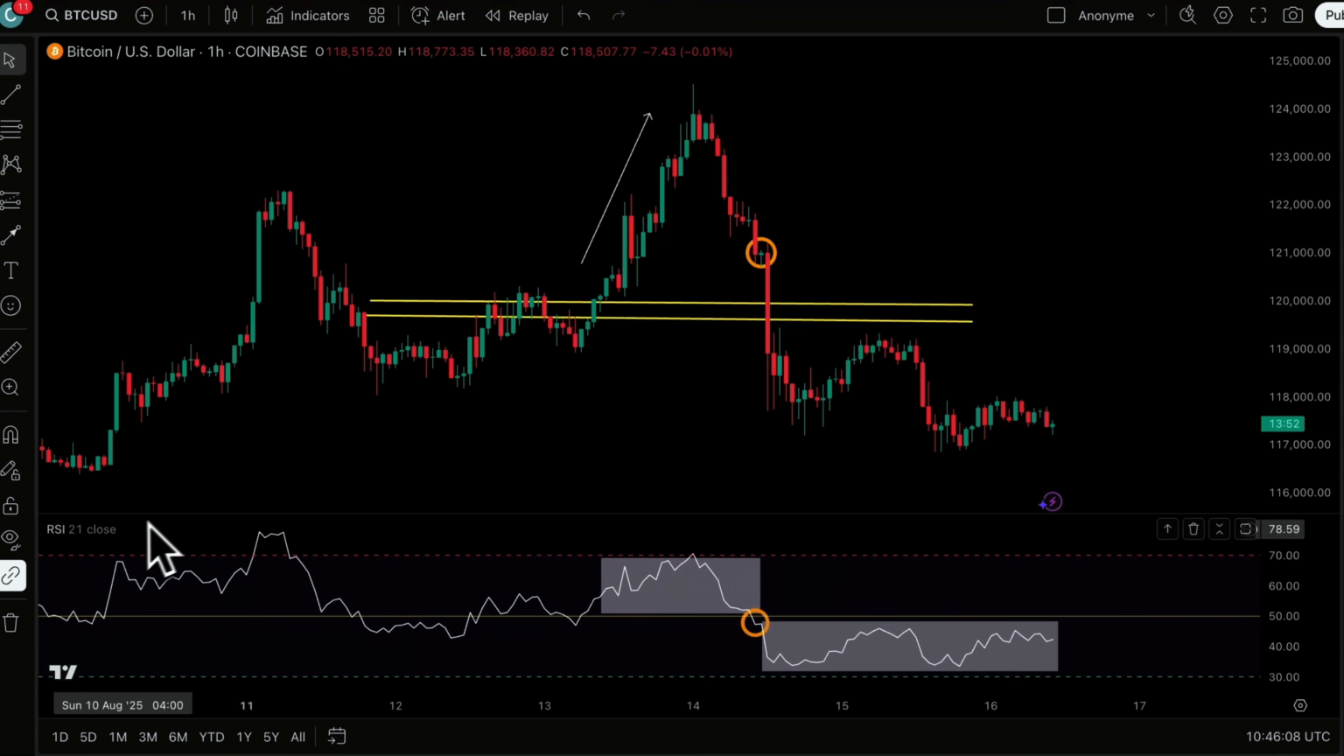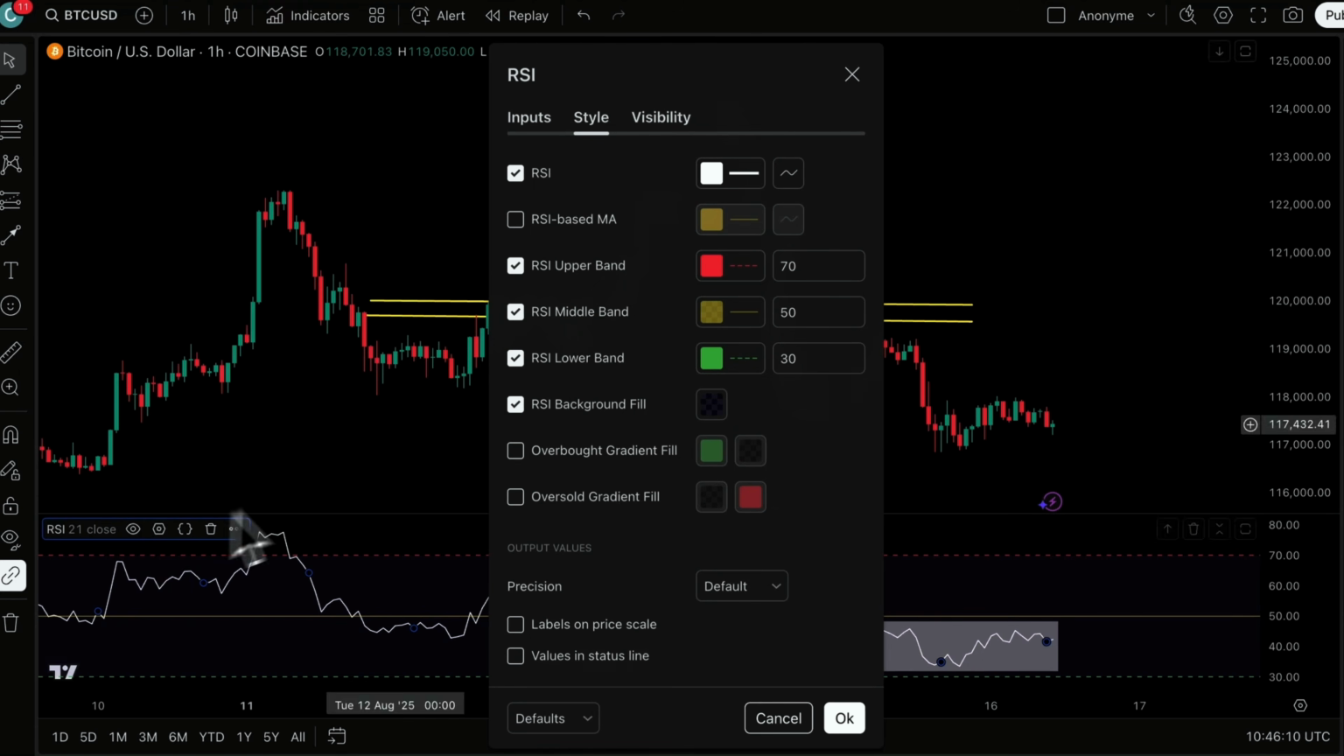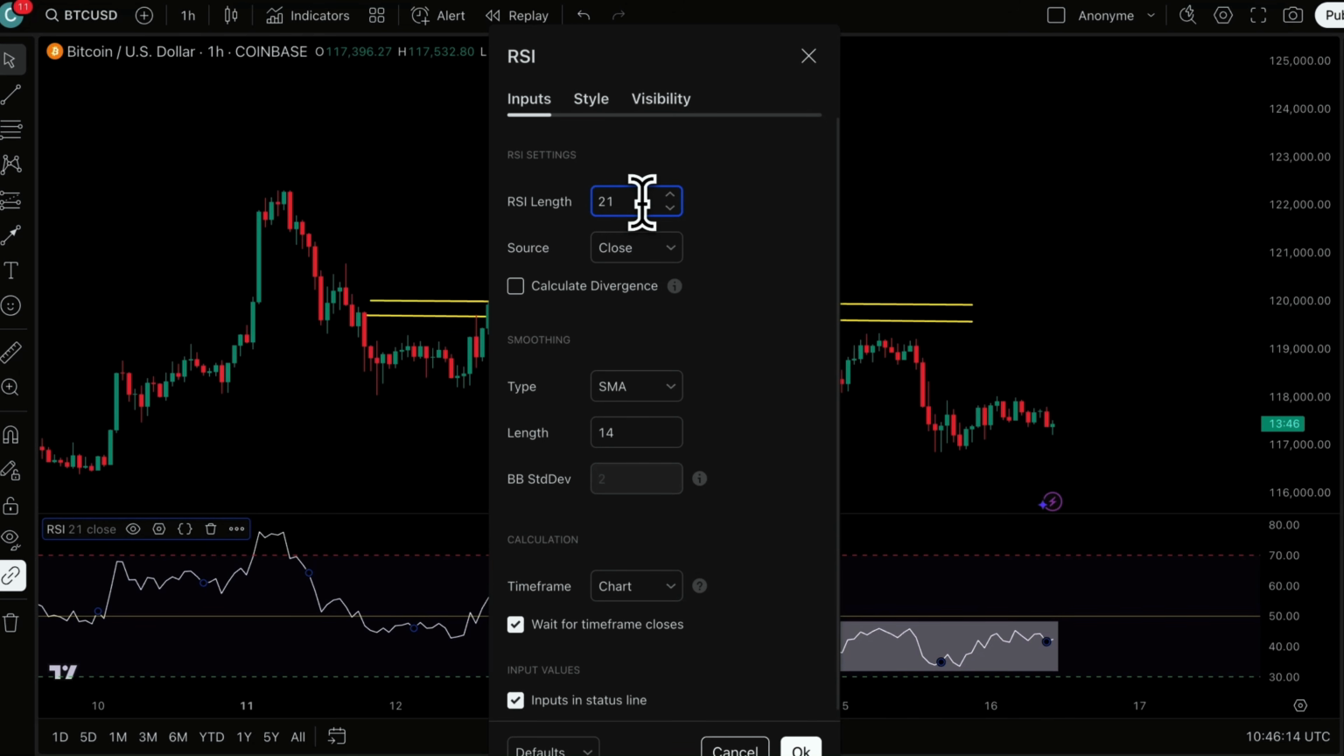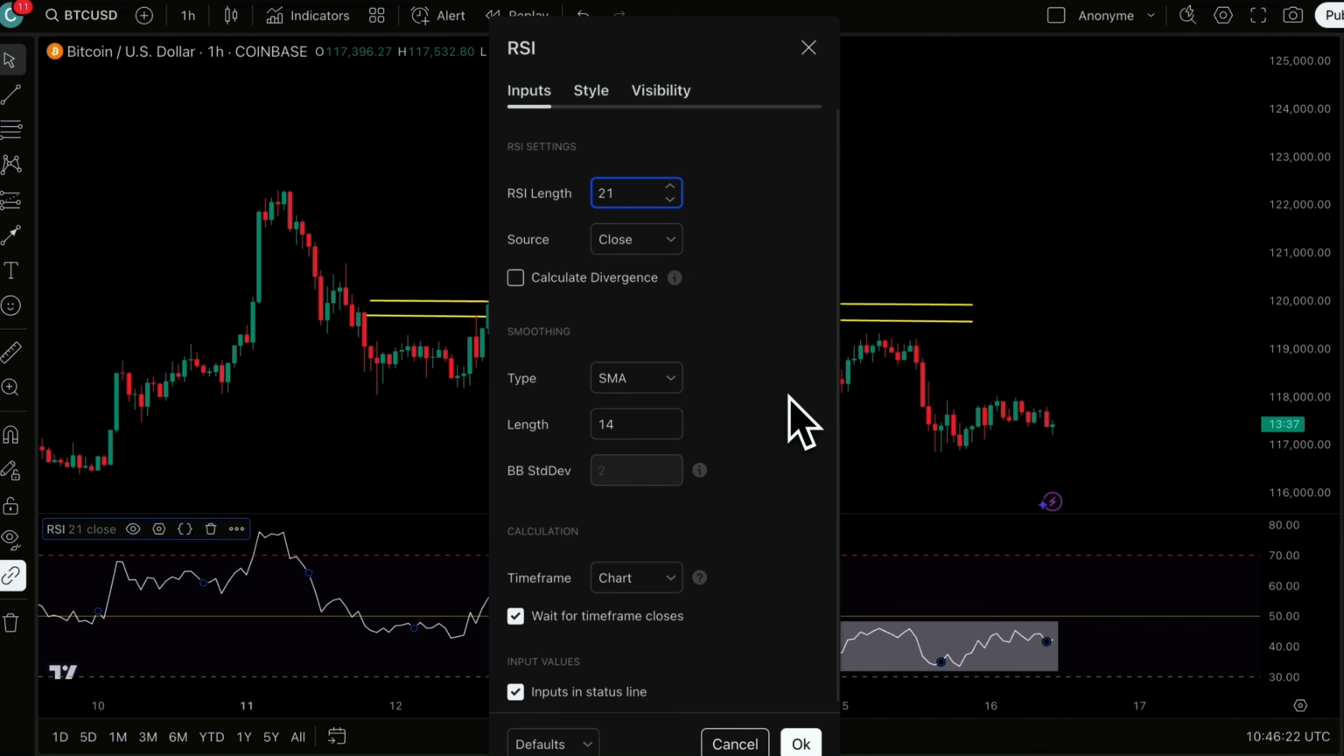But first, let me share with you the settings I personally use. As you can see, the RSI isn't set to 7 periods. It's not set to 14 periods. It's set to 21 periods. Because with 21 periods, the RSI gives far fewer false signals than with 14 periods. I've been able to observe this over the years I've spent in the financial markets.